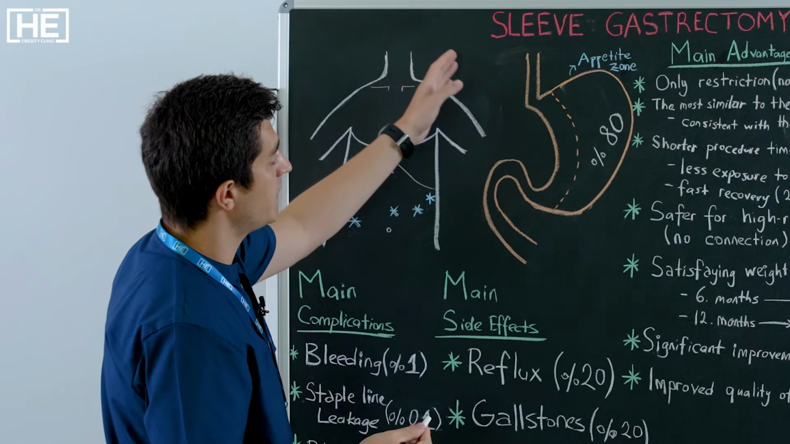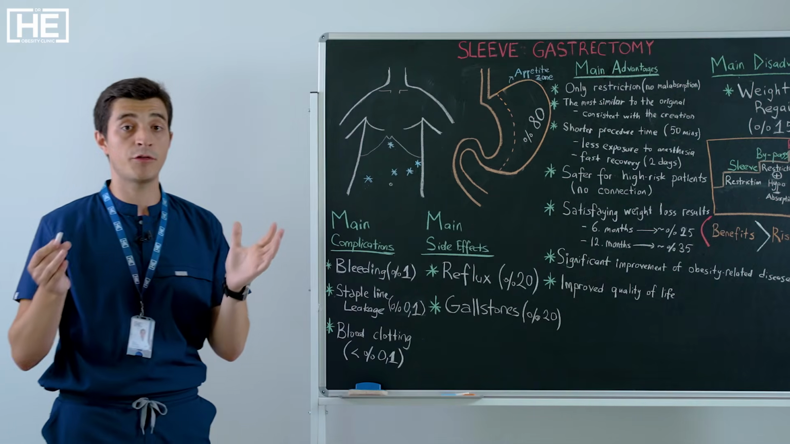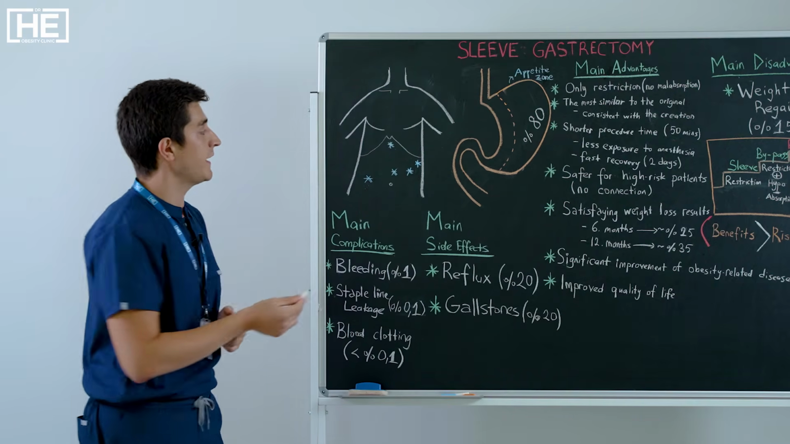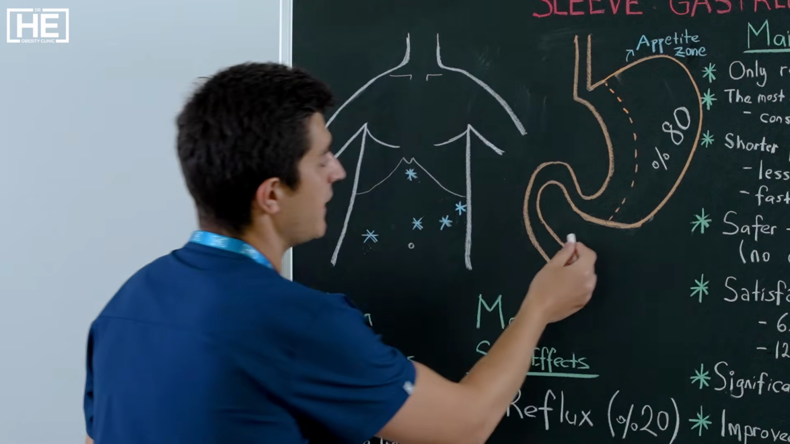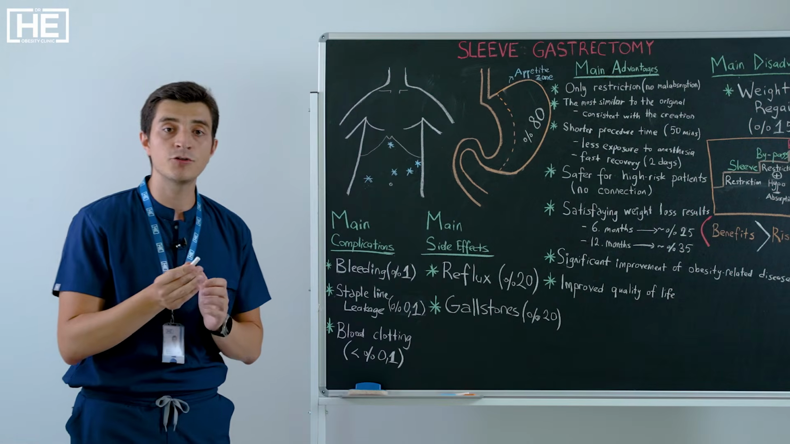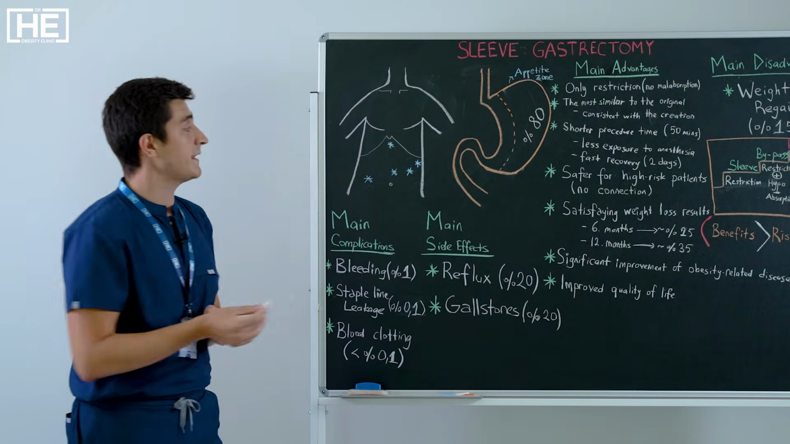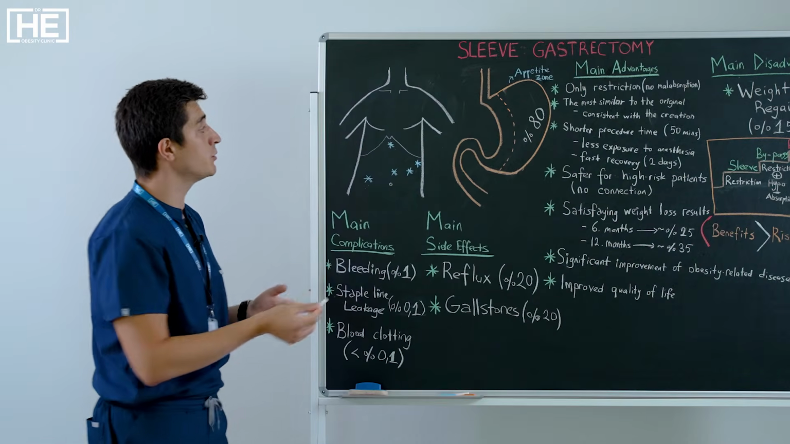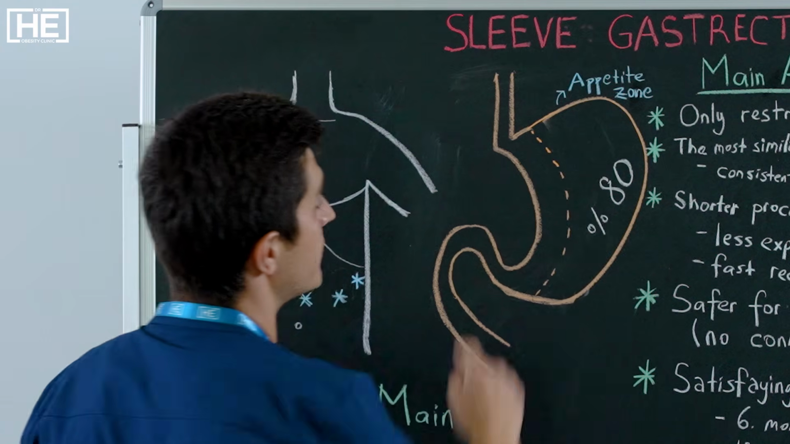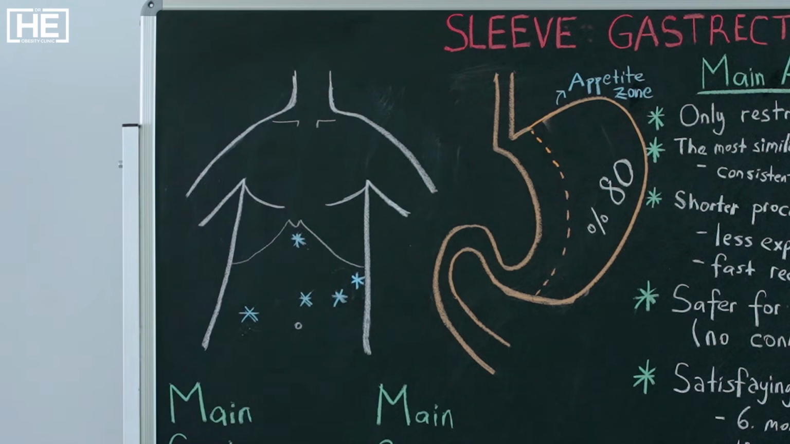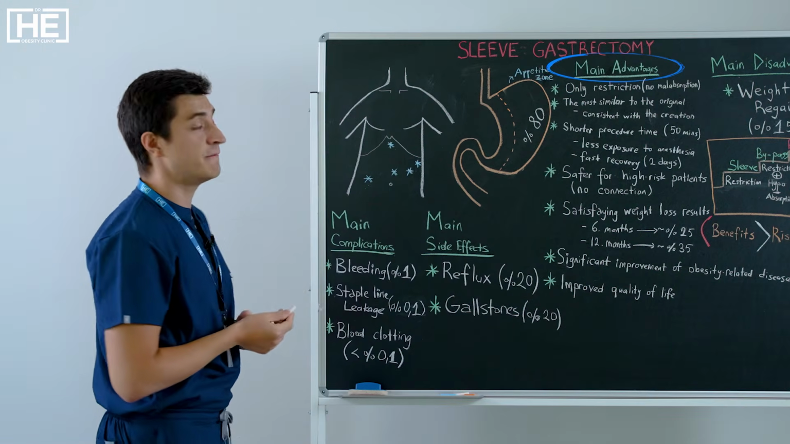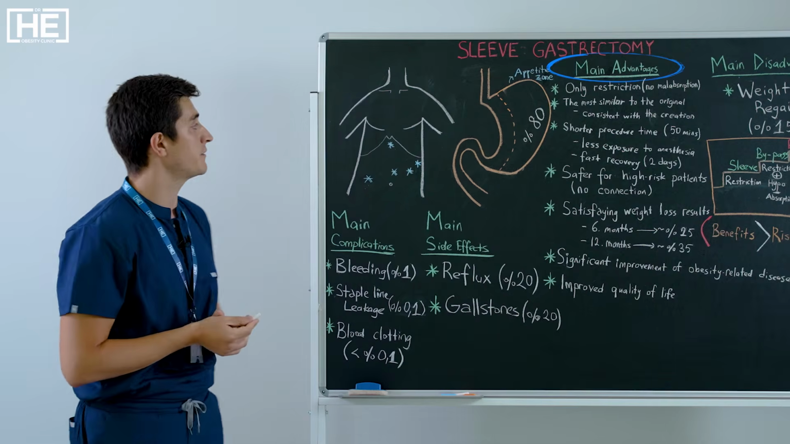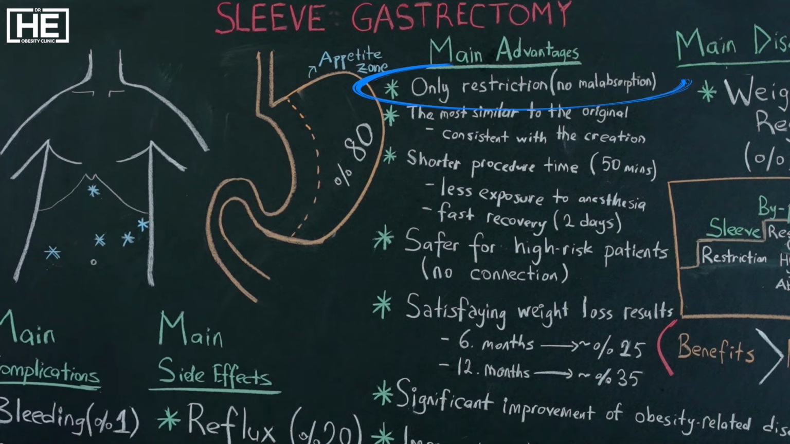When we start, we are going to place an orogastric tube. This is a guide for us, and after that we will cut and resect near the edge of the tube. So it means that 80% of the total stomach is taken out, which includes the appetite zone, which secretes the appetite hormone.